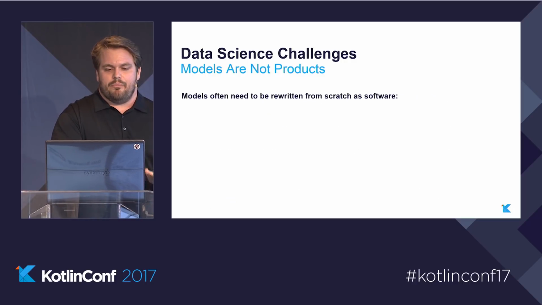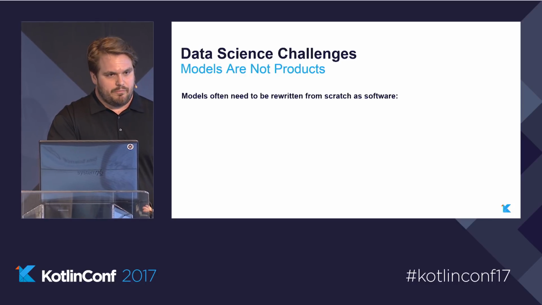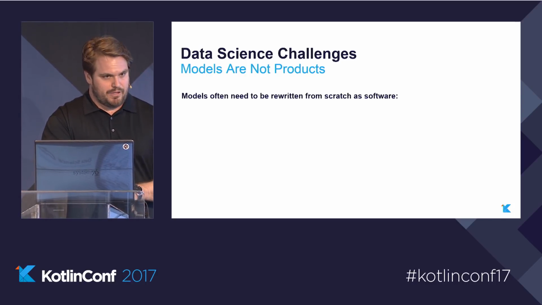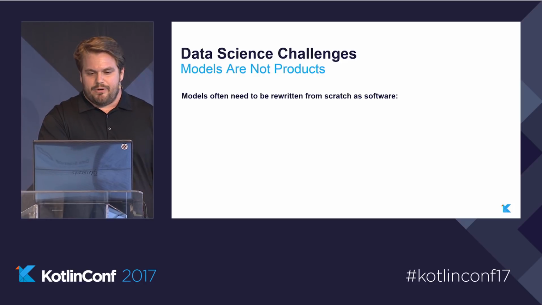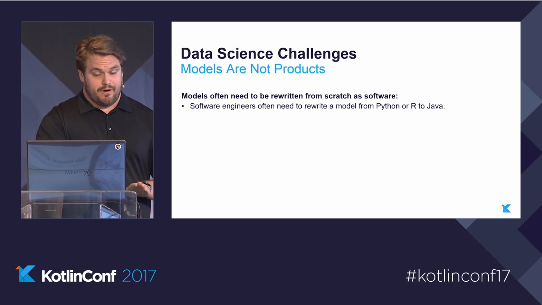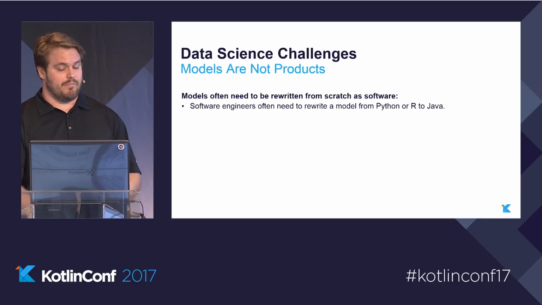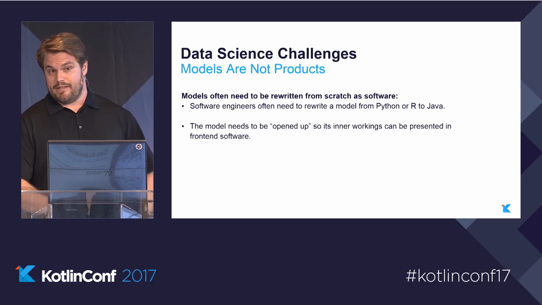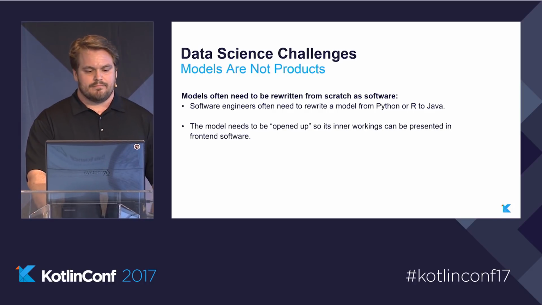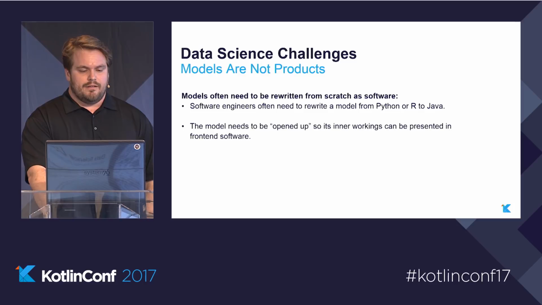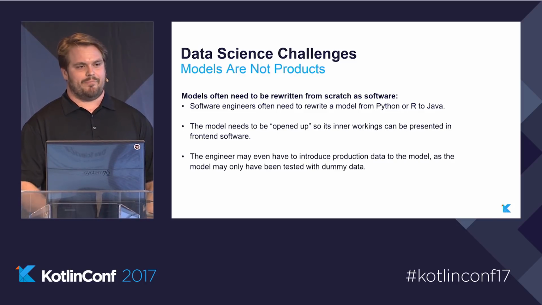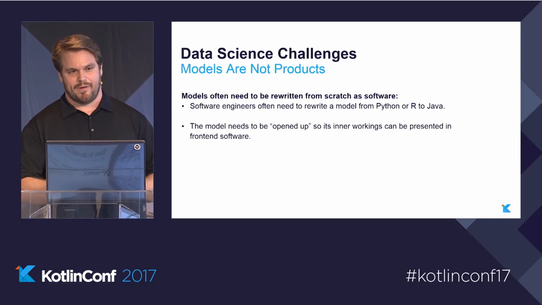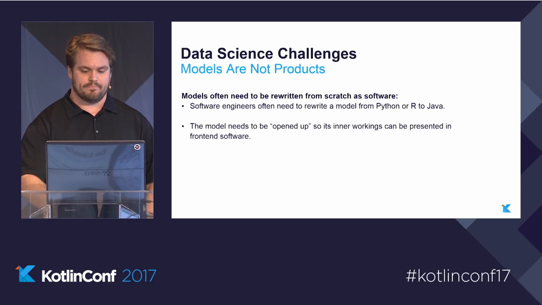So what actually happens is models often need to be rewritten from scratch as software once it's usable, and that is what the product should be. And software engineers often have to port it from scratch, from Python or R to Java, and they have to modularize it and open it up so its inner workings can be presented in front-end software. Because essentially it's just one big black box, and that black box needs to be transparent when it's put into an application, showing how it actually is working, and create an audit trail.